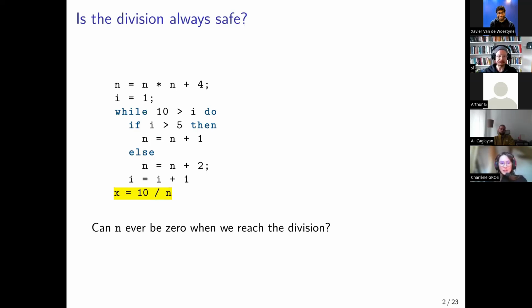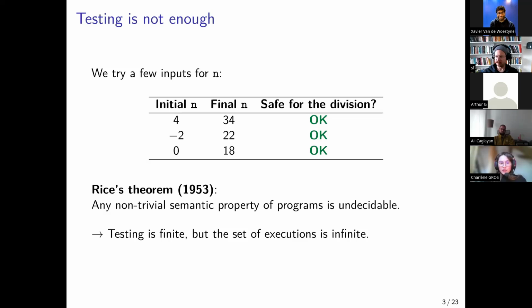So it seems obvious that it cannot. After all, n is n squared plus 4, which is always at least 4. But can we be certain? And more importantly, can a machine be certain for any possible value of n? So the natural answer is, let's test this.